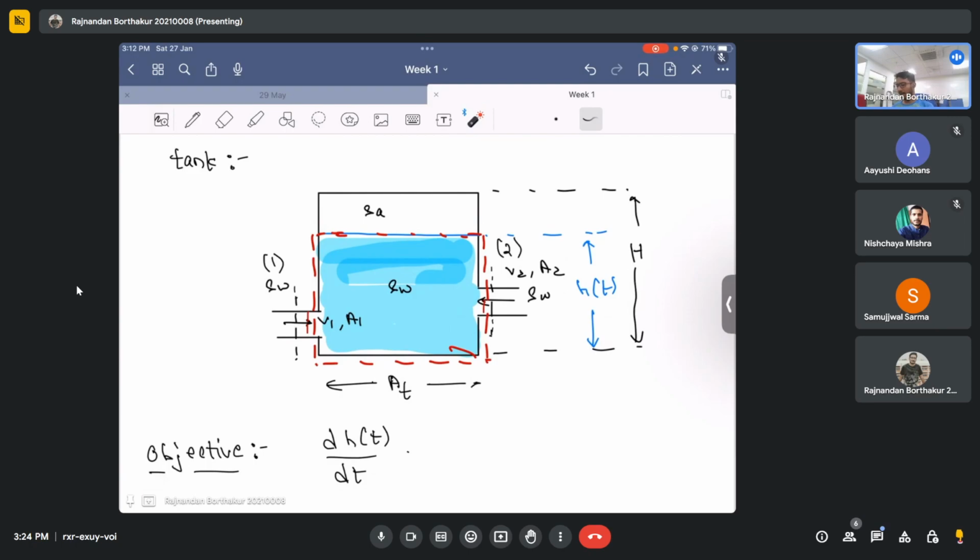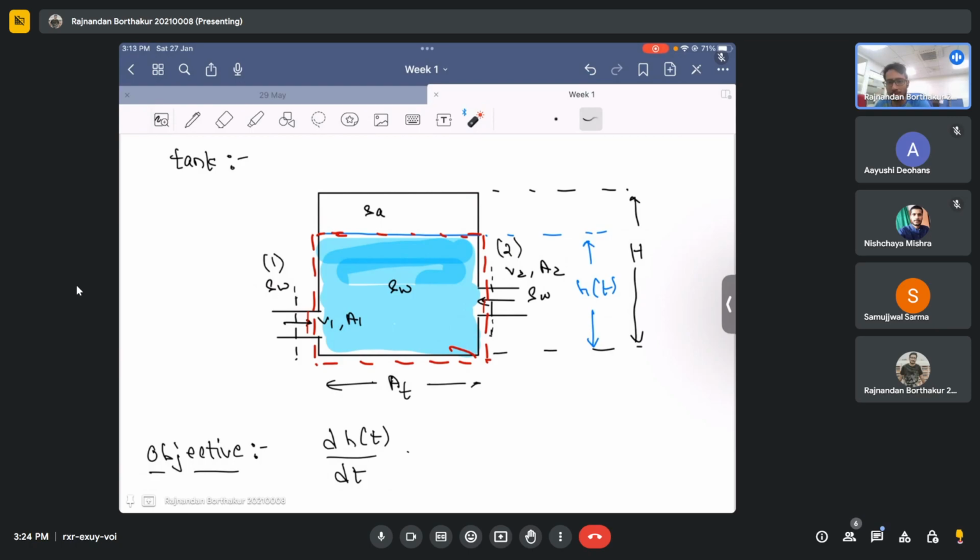The system dimensions are also given. For instance, the area of the tank is given to be A0, and the total height of the tank is given as capital H, as you can see. This point is inlet 1. The velocity of water at inlet 1 is given as V1 with its area A1, and the velocity of water at inlet 2 is given as V2 with area A2. I want you to first see the problem and try to think about how you will go on and approach it.